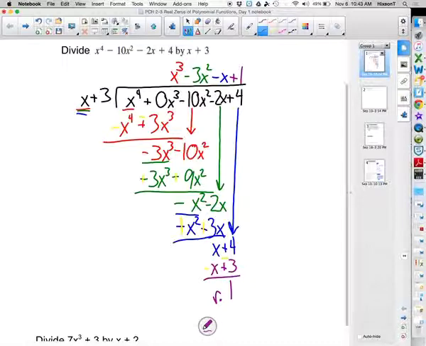And notice that 1 is still in this big division box, right? So that 1 is still being divided by the x plus 3. So we need to put that as a plus 1 over x plus 3. There's our remainder.